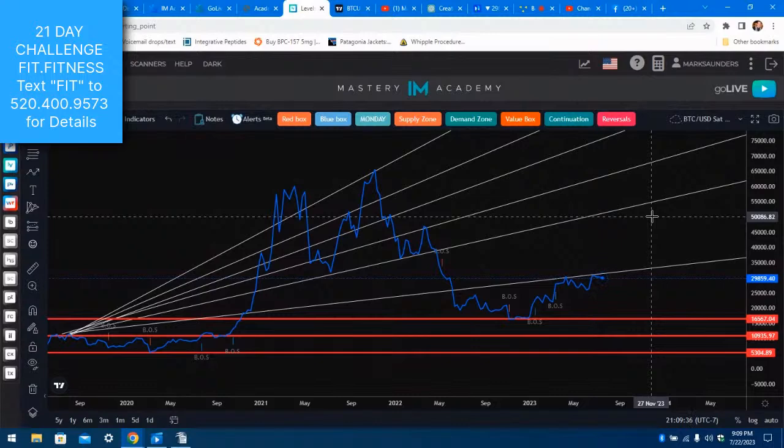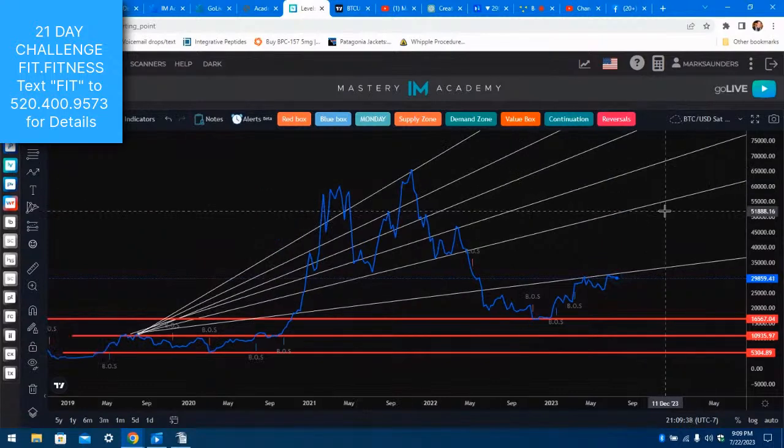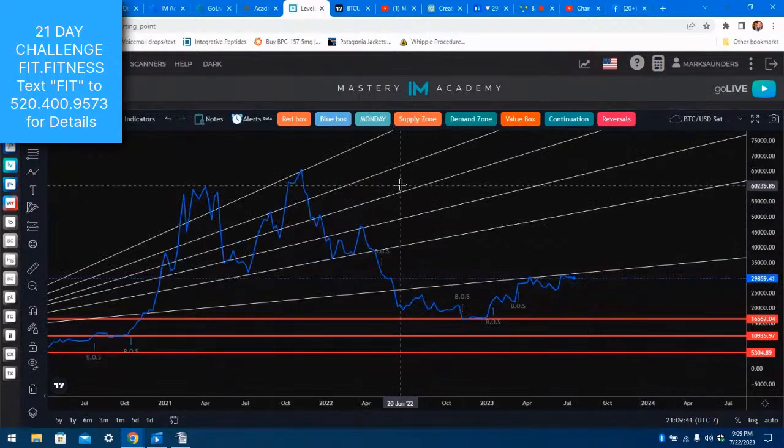But right now, one is about almost 30,000. But conservative estimates would say, at least it's going to come back up to where it was before, 60,000. Which is not bad. But there's other projections, as you can see.